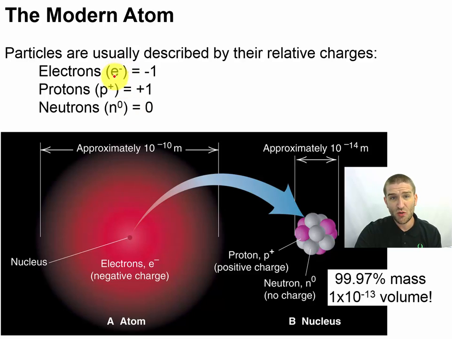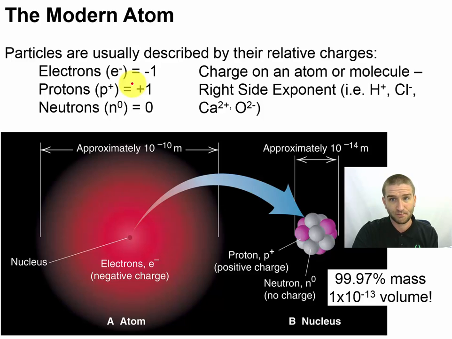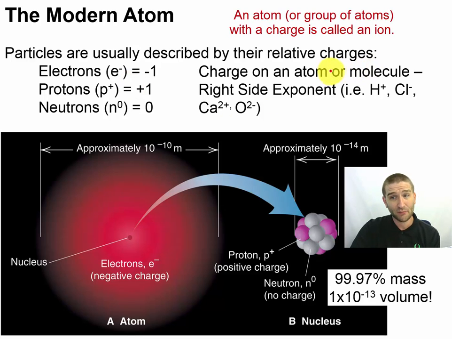Now notice that we use a lowercase character for e, p, and n, and we put the charge in the superscript. With neutrons being a 0 charge, we make it a superscripted 0. That's how we'll describe their charges for these particles. Now the charge on an atom or a molecule is going to be written very similarly. We'll put it on the right side exponent.